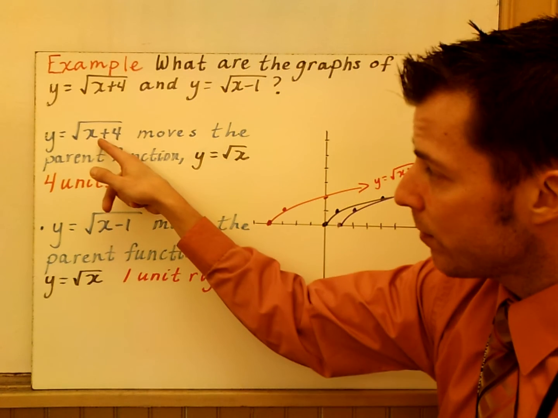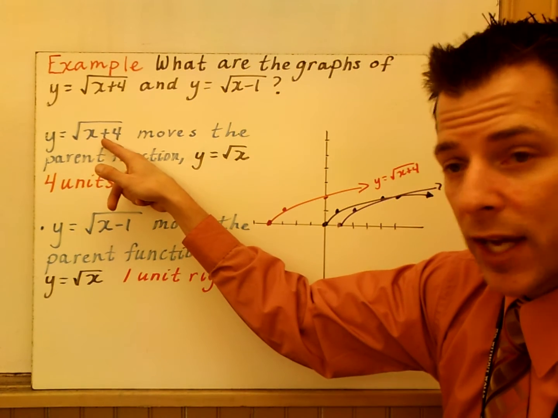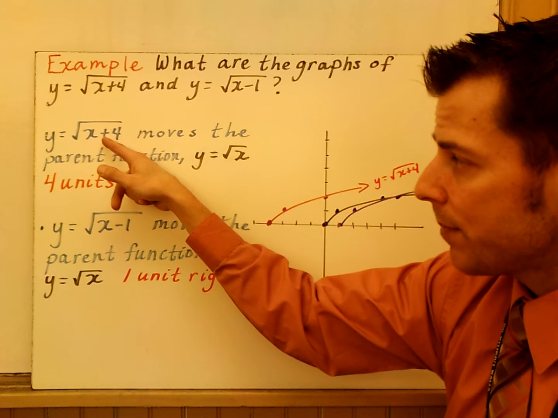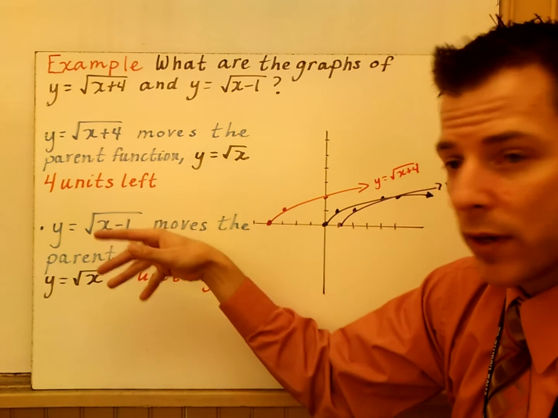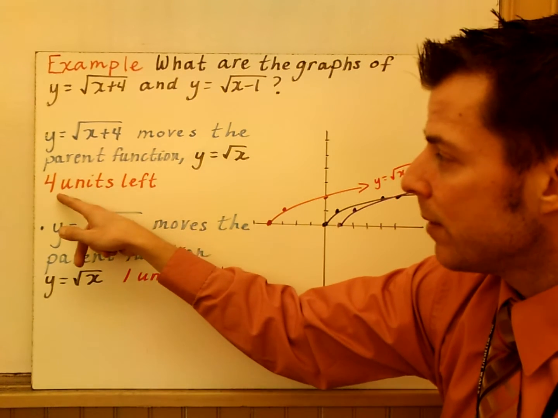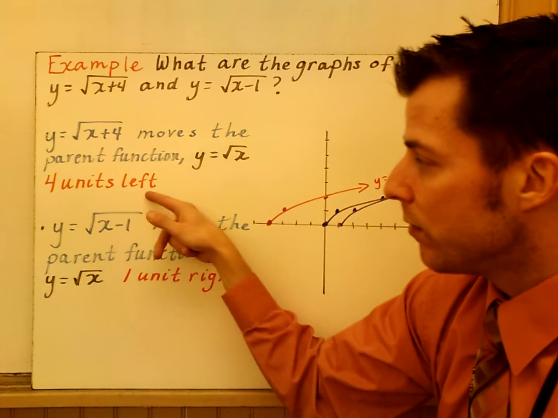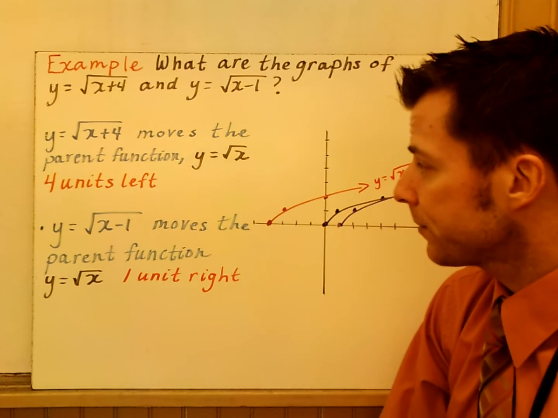So remember, be careful here. Remember with h, opposite sign, whatever the operation is, you want to do the opposite. This is plus 4, so that means we want to move opposite. We want to move left 4, not right 4.